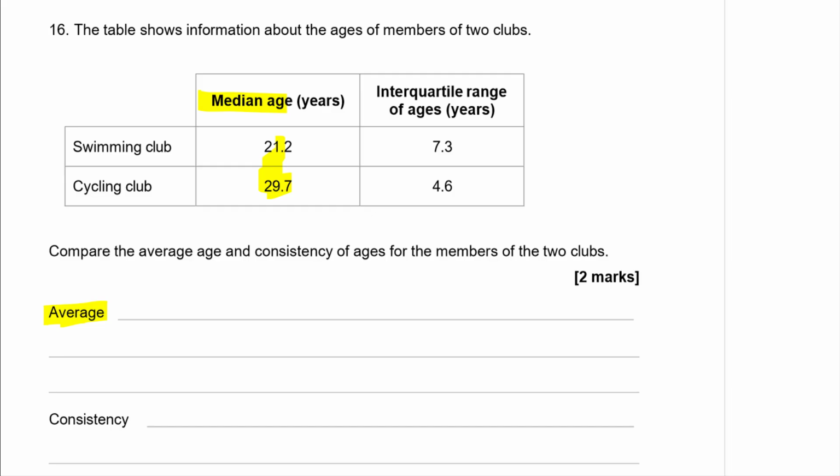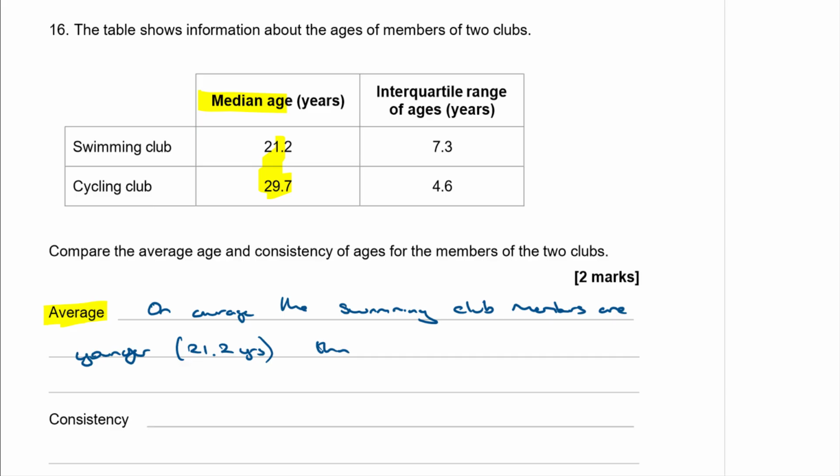So we can say, on average, the swimming club members are younger. And I'm going to put in brackets 21.2 years than cycling club members.